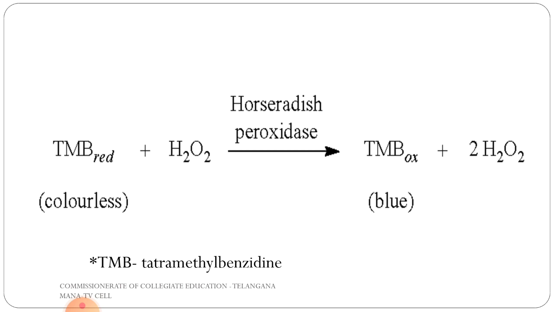The reaction of a substrate in producing a colored substance. When tetramethylbenzidine reacts with hydrogen peroxide in the presence of horseradish peroxidase, it produces an oxidized form of tetramethylbenzidine plus 2 molecules of hydrogen peroxide. Initially, in its reduced form, tetramethylbenzidine is colorless. In oxidized form, it gets converted into blue color.